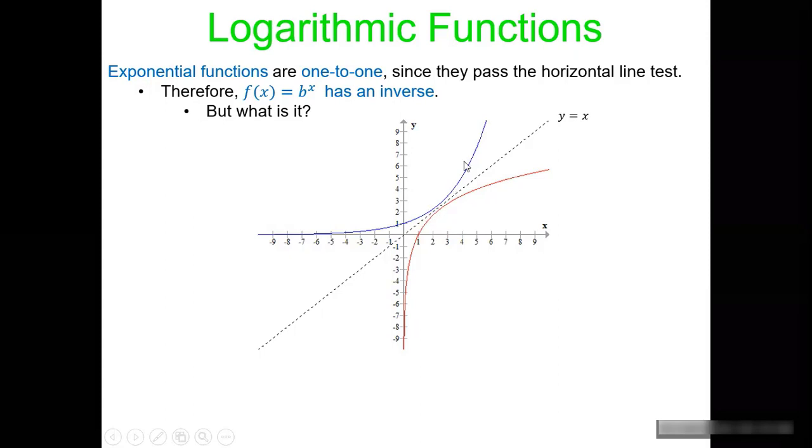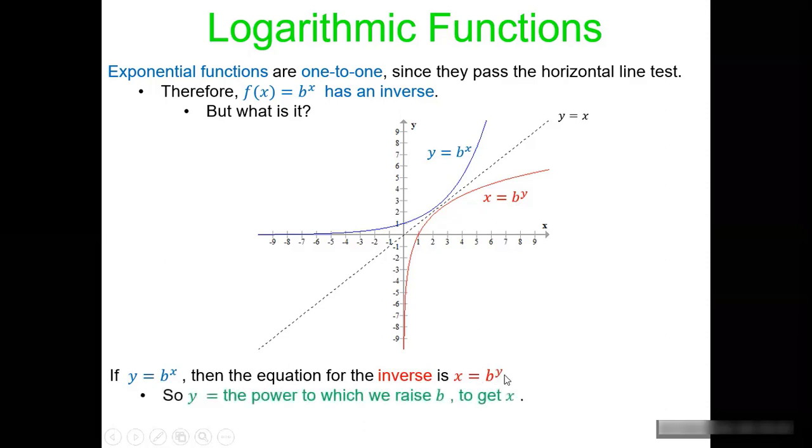And you could see that this would be the reflection or the mirror image over the line y equals x. So if the blue function is y equals b to the power of x, then the inverse function swaps the x and y values, giving me x equals b to the y. So this red curve is the inverse function of the exponential. The problem is we don't have a way to solve for y. There's no way for us yet in order to get that y out of the exponent.